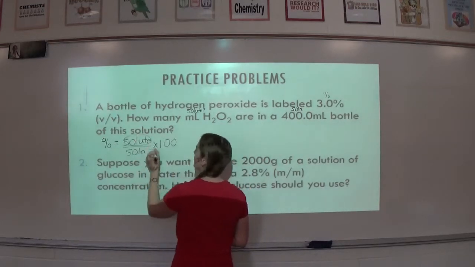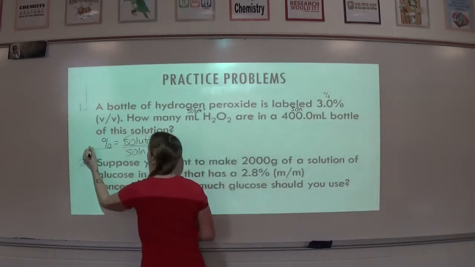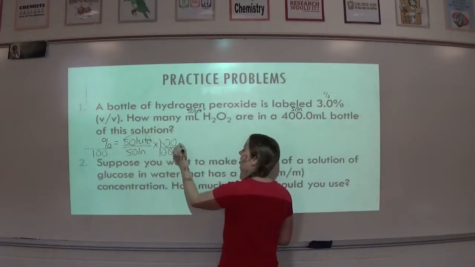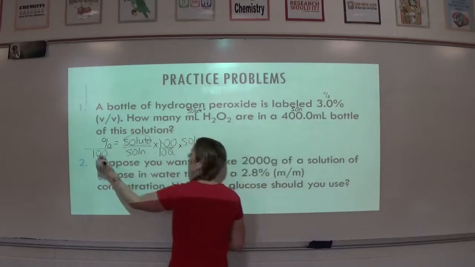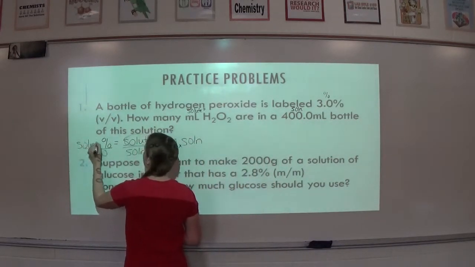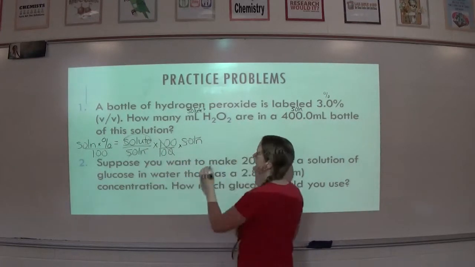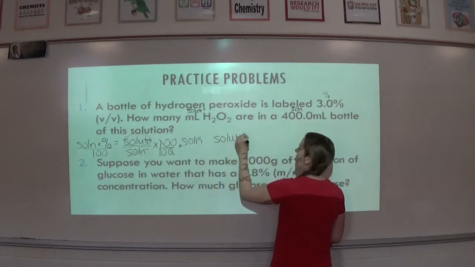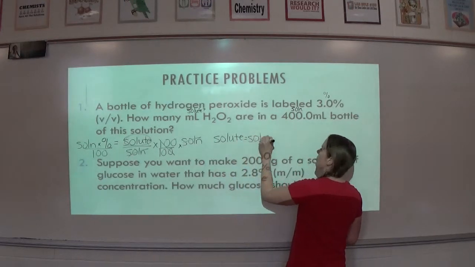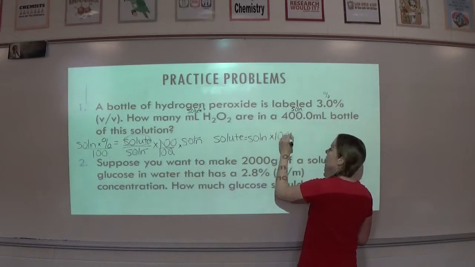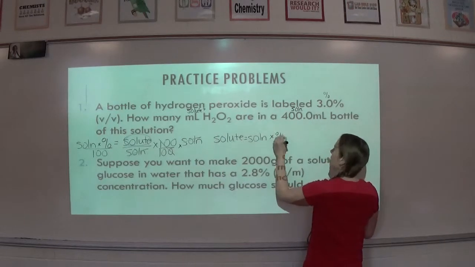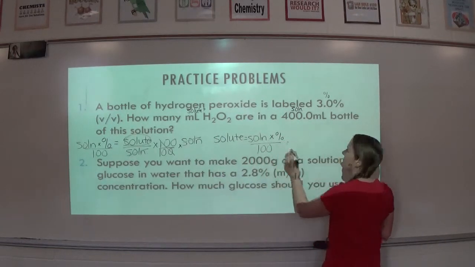If I solve for solute, I'm going to divide both sides by 100 to get rid of that, and then multiply both sides by solution to get rid of that. So see how my hundreds and my solution cancel? So since there's a lot going on here, I'll rewrite this one as solution times percentage over 100. And then I just plug in.